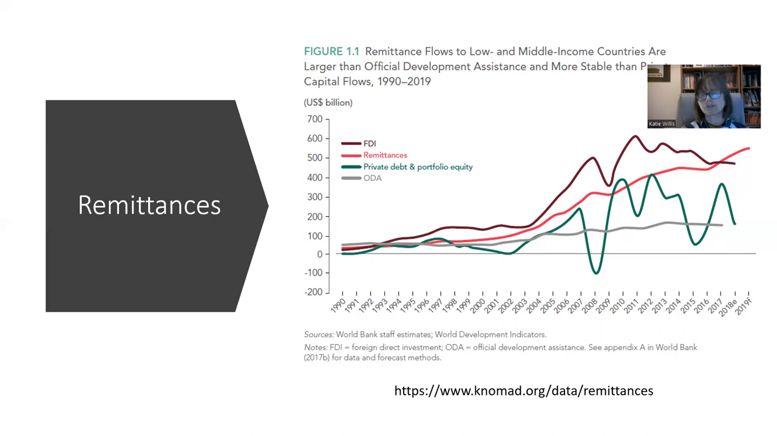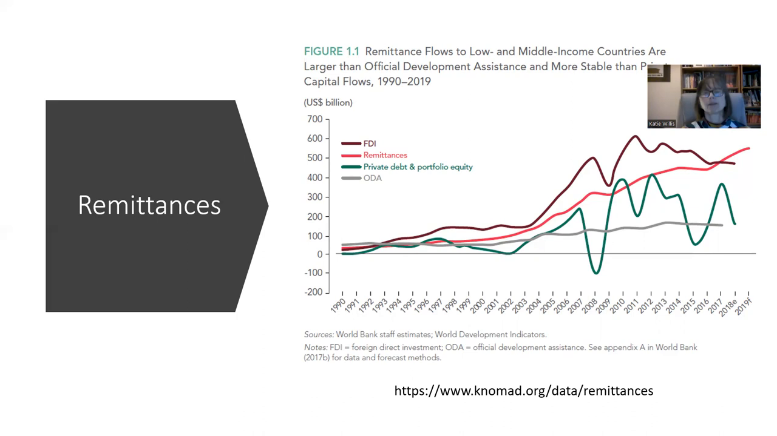The brown line is FDI, foreign direct investment, and we can see that that's increased massively in the 21st century. It goes up and down a bit to do with economic recession, but it's a very significant amount of money which flows to low and middle income countries. The green line is private debt and portfolio equity, so things like stocks and shares. And you can see this fluctuates a great deal, as you would expect, given the fluctuations in stock markets.